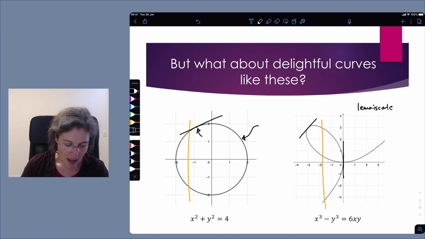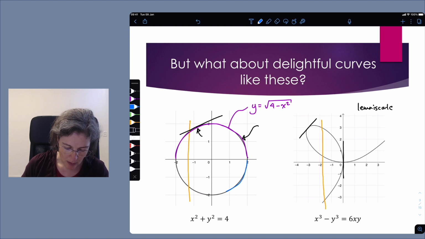What do I mean? We could divide up our circle into the top bit. So that's a function. So that would be y is equal to the square root of 4 minus x squared. And we could take the bottom and we could describe that as y is equal to minus the square root of 4 minus x squared.